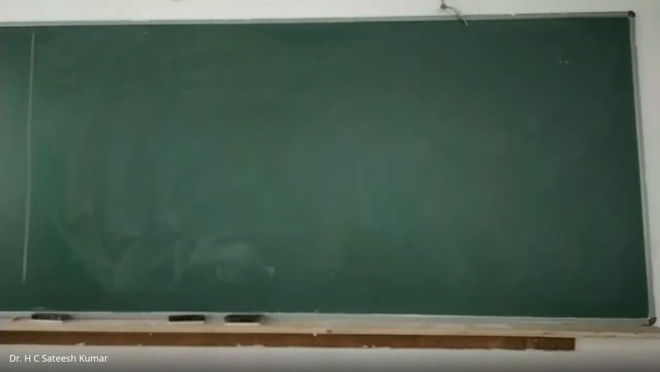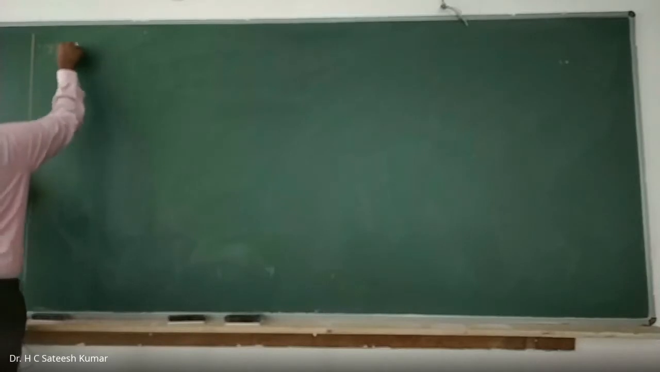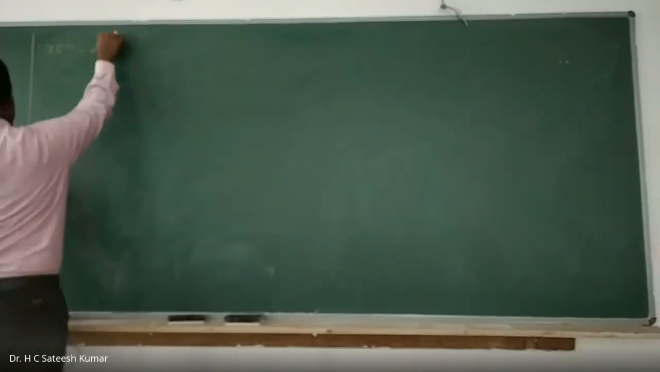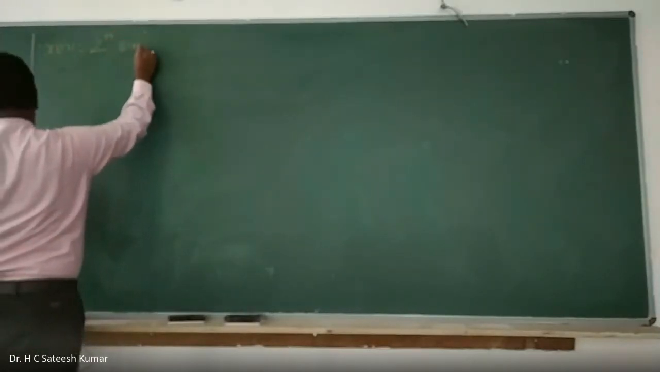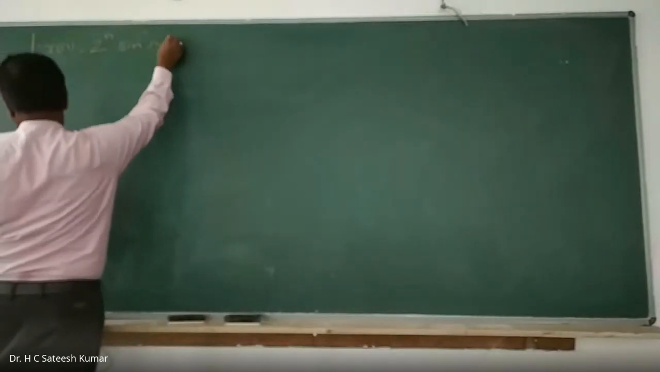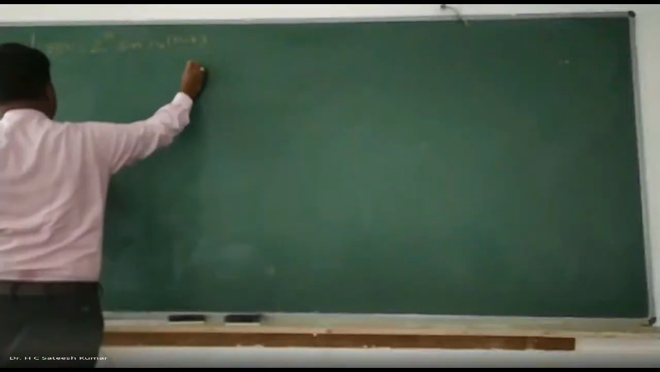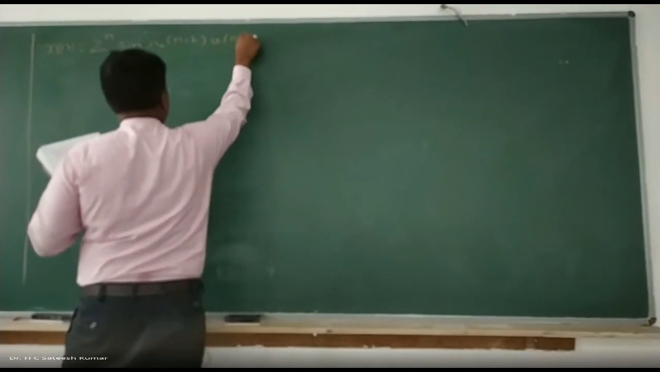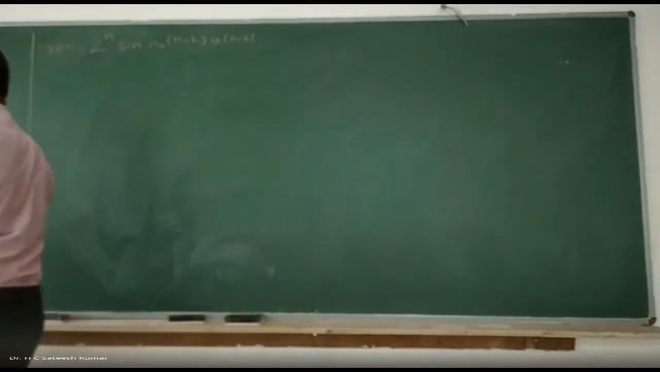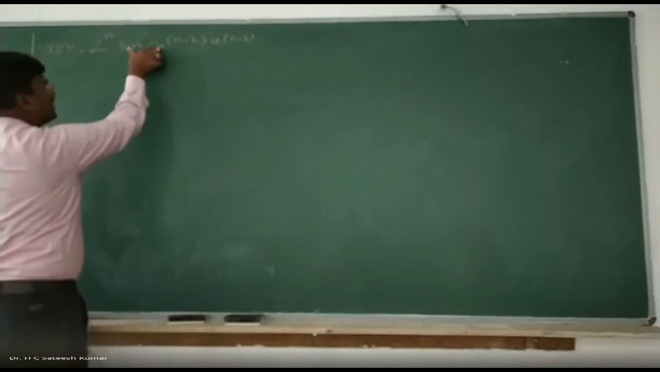Find the Z transformation of, one of the examination problems says like this: x of n is equal to 2 to the power of n into sine of omega naught into n minus 2, into u of n minus 2. Okay, how to do this problem? This kind of problem, without properties we cannot do, right? So how will you do that? We know that this is of the form sine omega naught n into u of n.